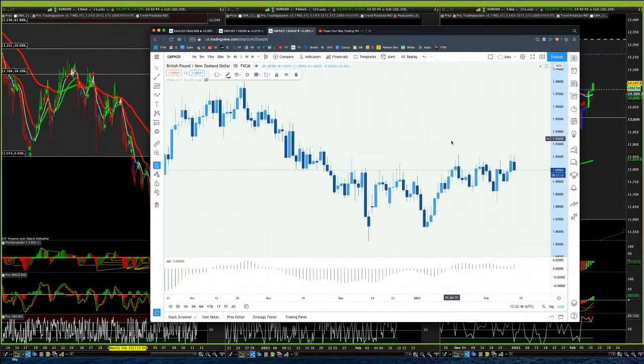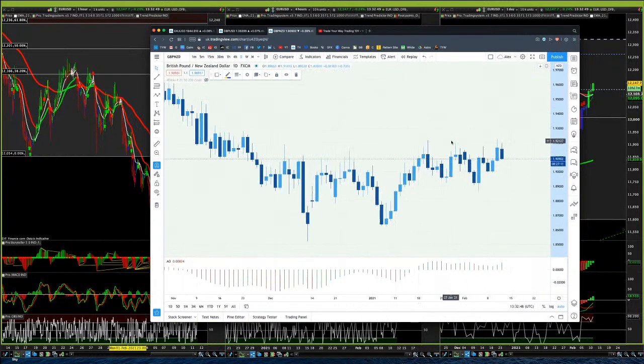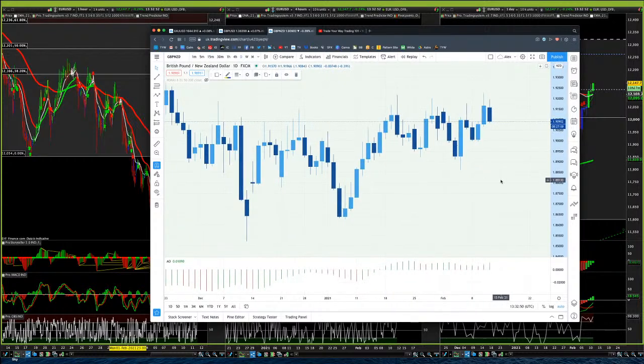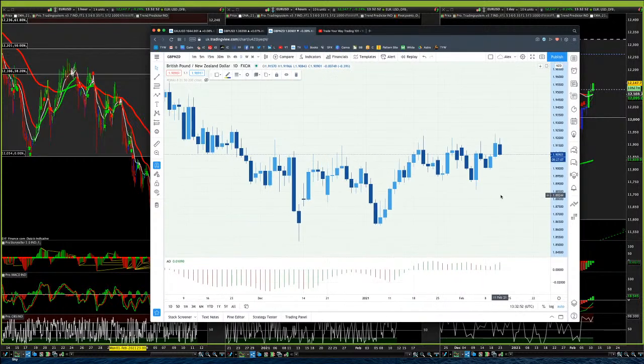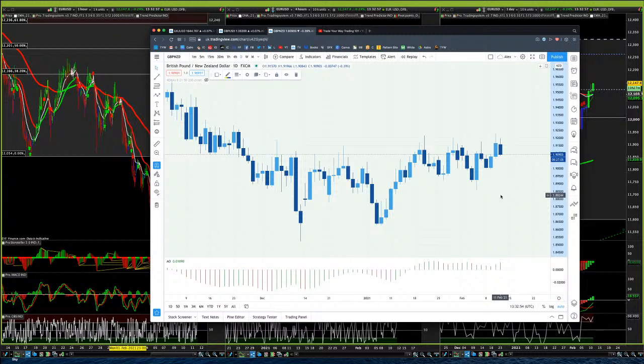It's powerful. The more times an area gets tested, the more powerful it becomes. It's a bit like a kickboxer. When you're kicking and punching, you're strengthening up your bones and making them harder and firmer. So the more you hit it, the stronger it becomes. And this is the same principle, like resistance and support being tested multiple times.